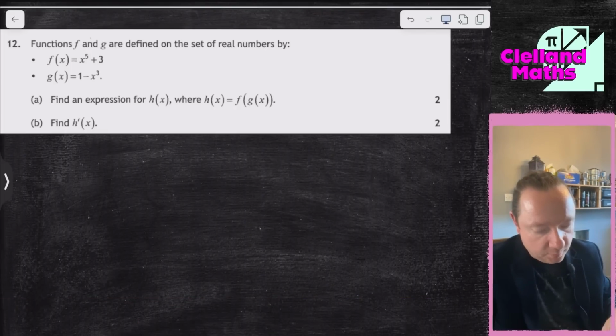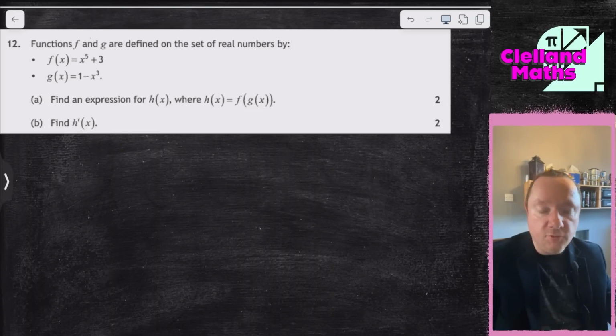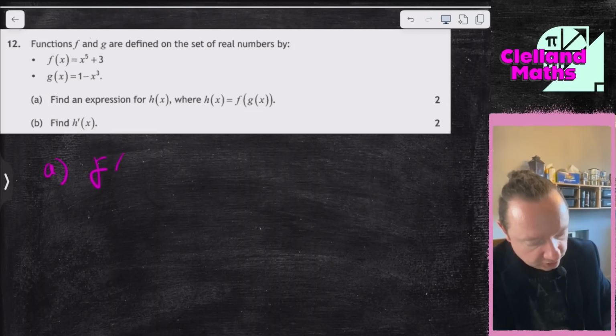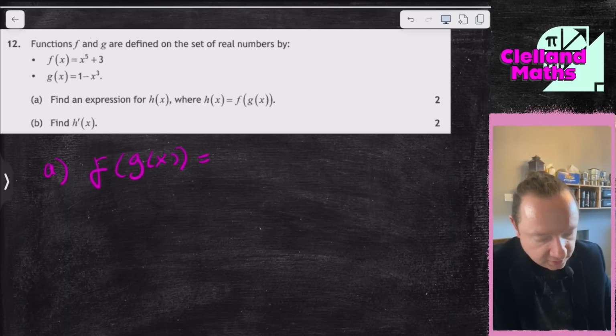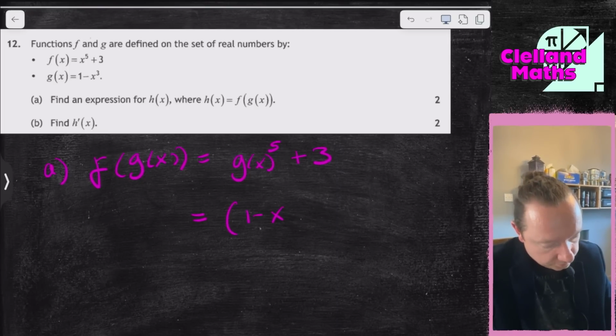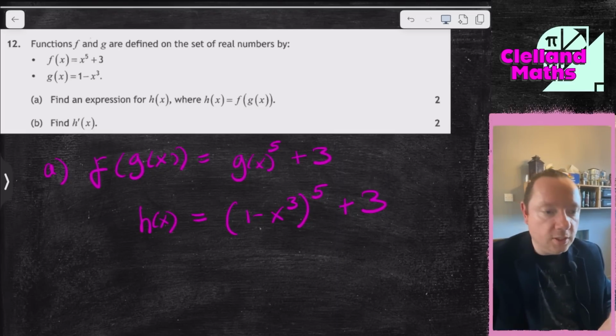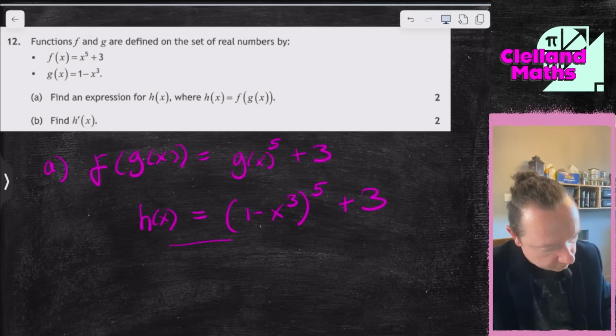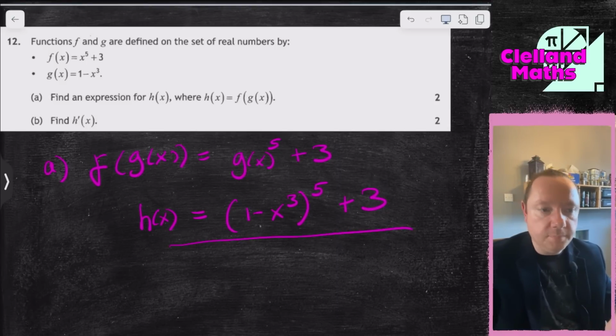Functions f and g are defined on the set of real numbers by that. Find an expression for h of x, which is f of g of x. Okay, part A, f of g of x means in f, put in g every time you see an x. So f says x to the power of 5 plus 3. What is g of x? 1 minus x cubed. So I put 1 minus x cubed here, to the power of 5 plus 3. There's not much else I can do with that because it's spanning a fifth bracket beyond us. So we've got 1 minus x cubed to the power of 5 plus 3.